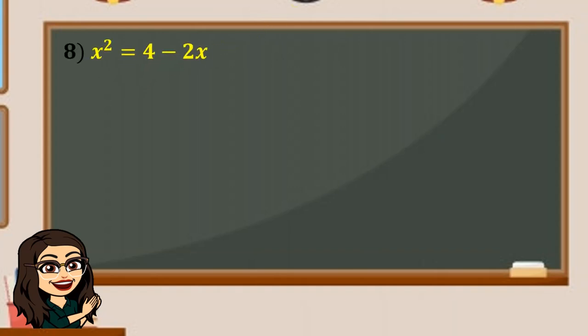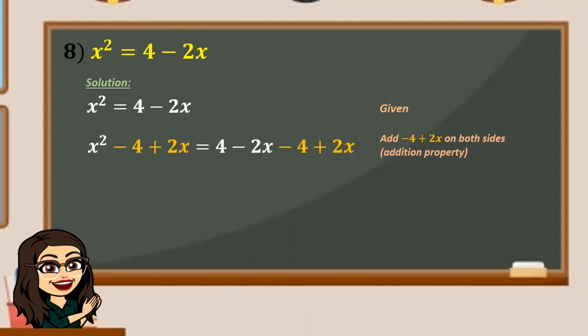For number 8, the given is x squared equals 4 minus 2x. For the solution, we have the given. Next step, add negative 4 plus 2x on both sides. So we have now x squared minus 4 plus 2x equals 4 minus 2x minus 4 plus 2x.